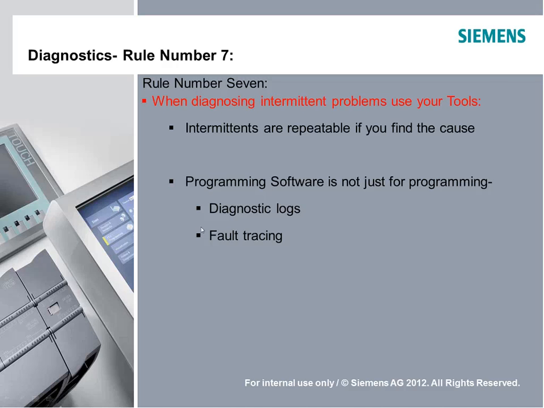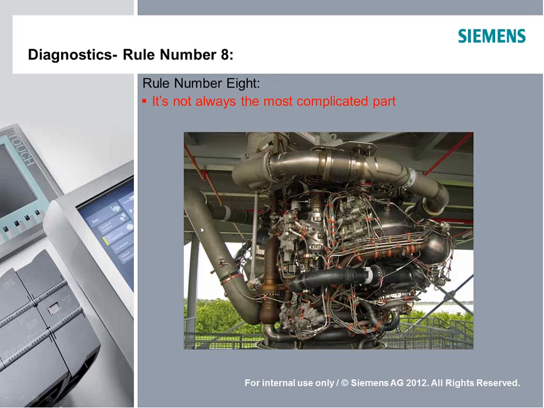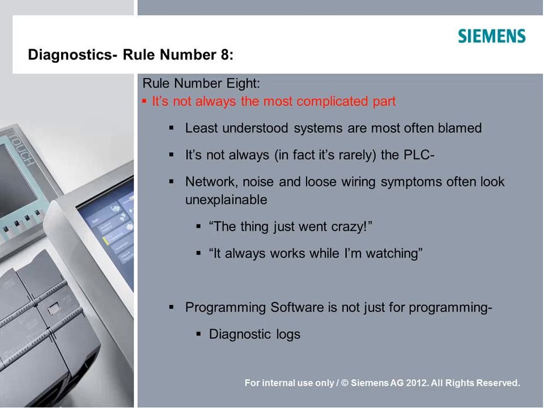Let's go to rule number 8. This is an interesting one because it's not always the most complicated part that causes a down situation. It's interesting because it's most often blamed as the cause because, let's face it, a lot of times if it's a programmable controller or some high-end servo system and people don't really understand how it works, it's pretty much universal human nature to say that must be it. So it's not always the most complicated part, and in fact, it's almost never the most complicated part.